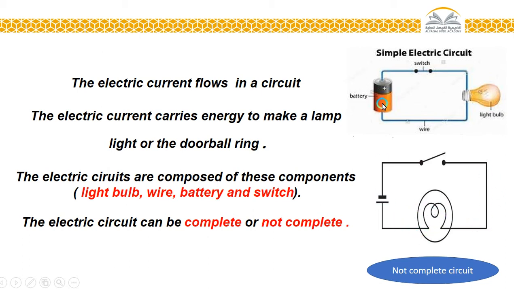With symbols, of course, we don't need to draw or make anything. That's why the scientists use these symbols. So this one is not connected. The switch is off, not on. When the switch is on, the current will pass. So is this one a complete or incomplete circuit?